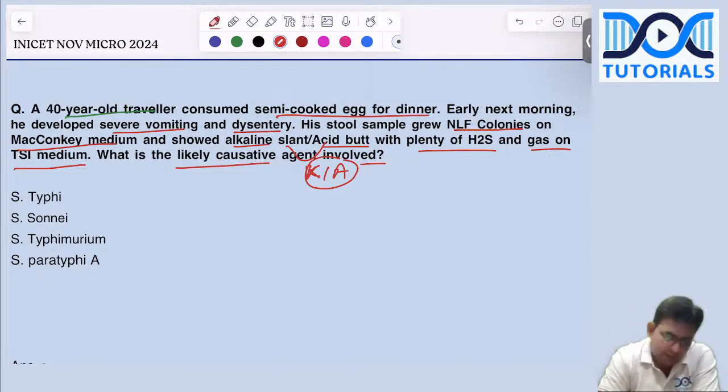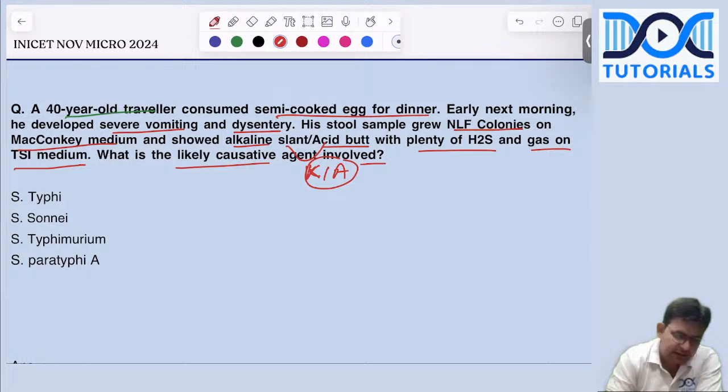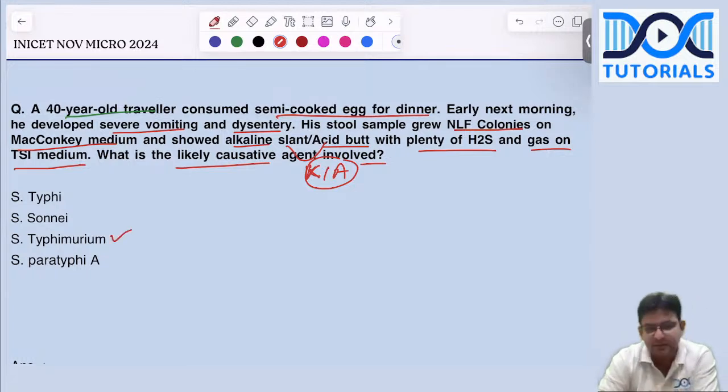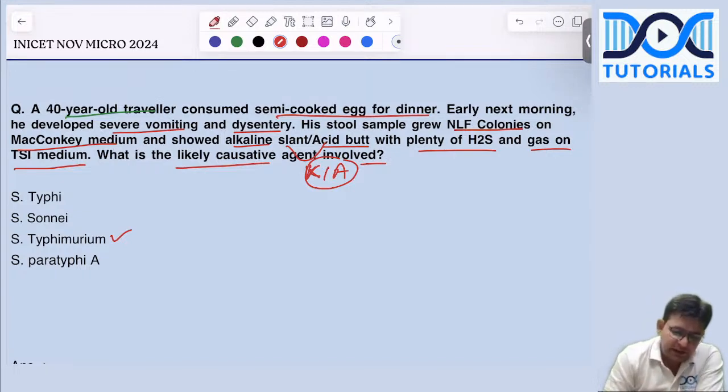Now this can be A, but the answer to this particular question is what, guys? Salmonella typhimurium. And why is the answer Salmonella typhimurium? Because of this particular stuff, which is written in the third line, alkaline slant and acid butt.